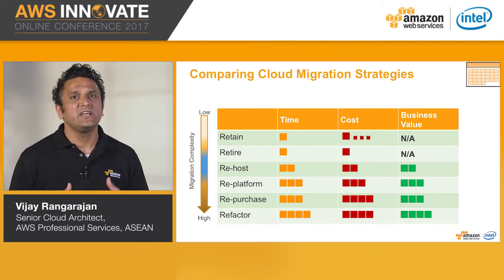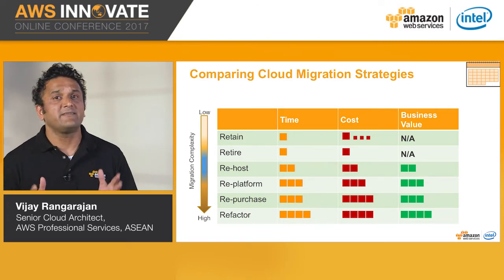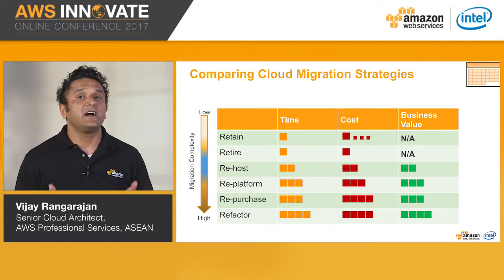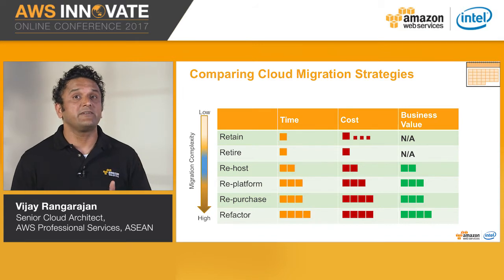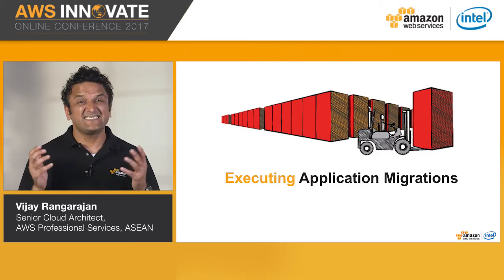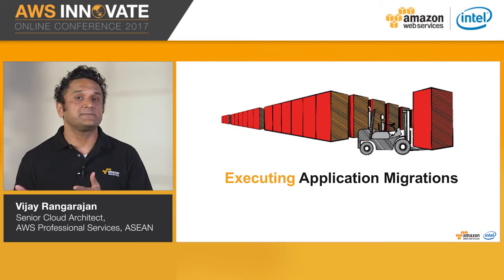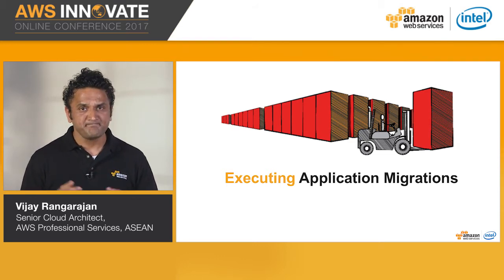Now, at this stage, you have complete visibility of your application portfolio and have identified your low-hanging fruits, and you're all set to migrate your applications to the cloud. This is the third phase called the execution phase, and this is exactly where we begin to migrate the applications. So how do we do it?